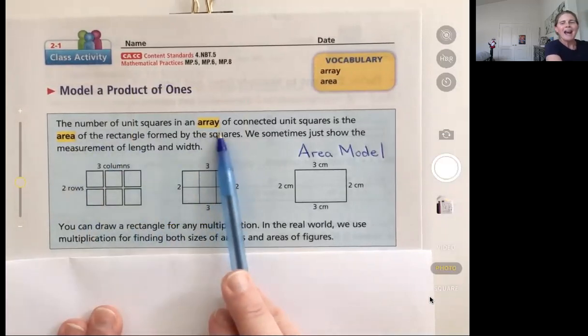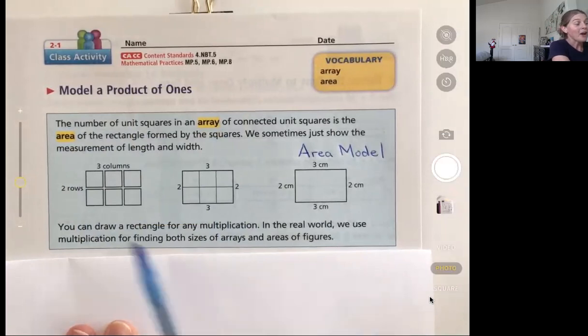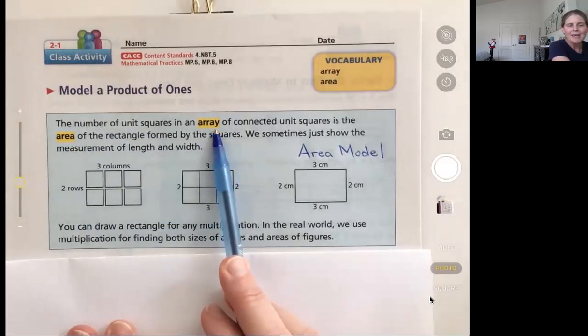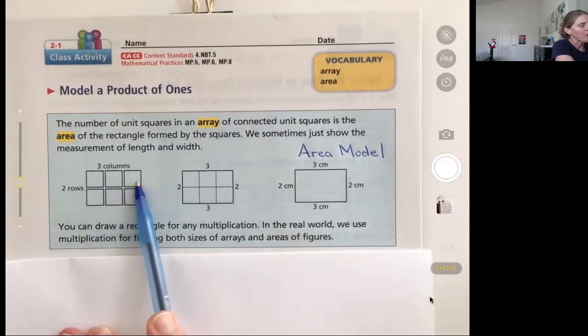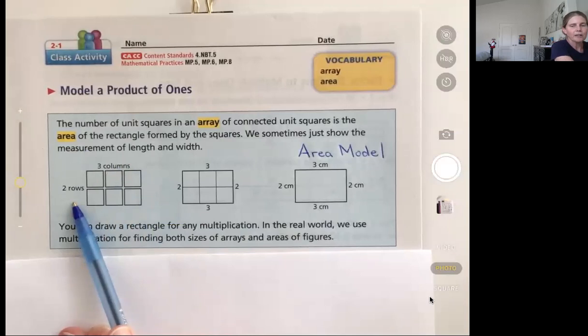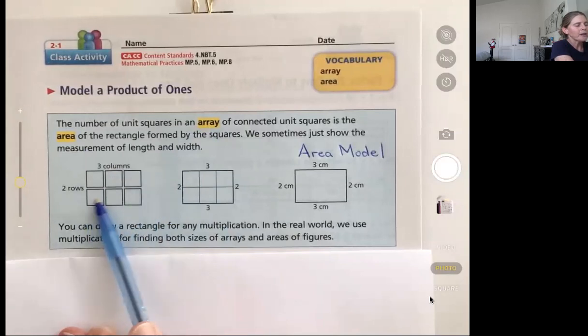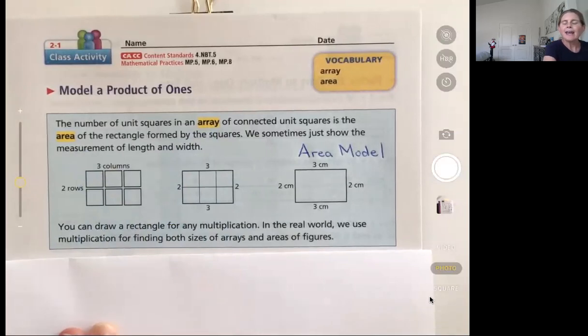So the first thing I might ask you is, what do you know, what do you remember about arrays? Let me give you a second to just gather those thoughts. I hope when you hear the word array that you're thinking about rows and columns, right? These are labeled really nicely in this first drawing. When we have an array, we think about rows and columns. Now, how do we link that to area?